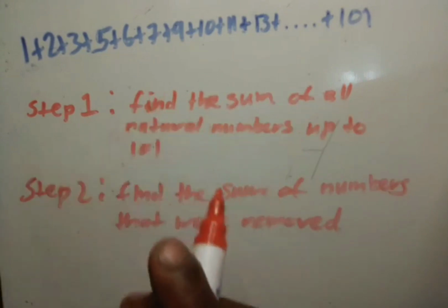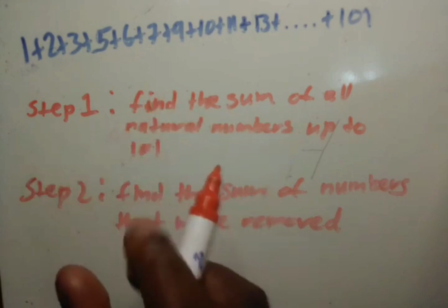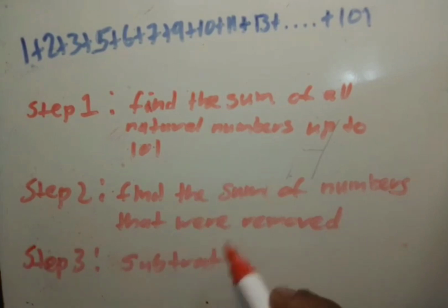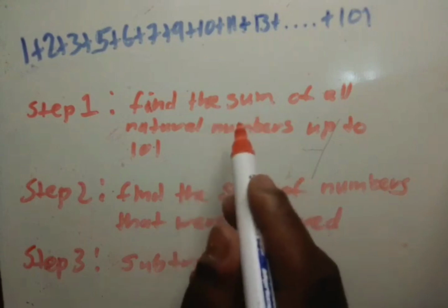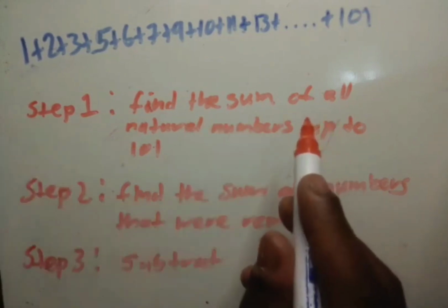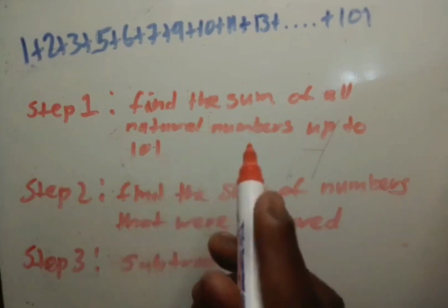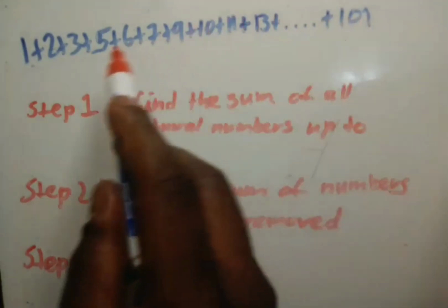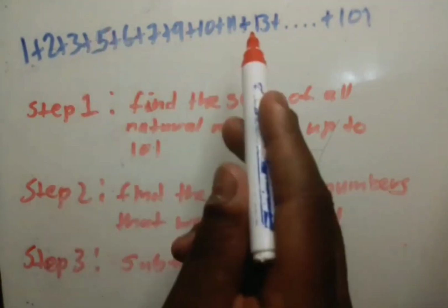That's number 1. Then number 2, you find the sum of the ones that was removed. Then number 3, you will subtract, right? So what you're going to do is subtract the answer of the one that was removed from the answer of the total. So basically, we get the sum of the total when everything is included. Then we get the sum of the ones that was removed. Then we subtract them. That will give us the exact answer of the sum of this thing when the multiples of 4 was removed, right?